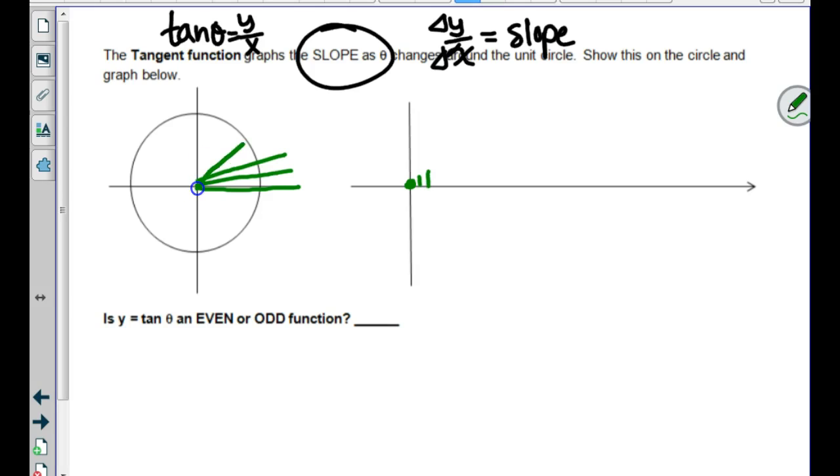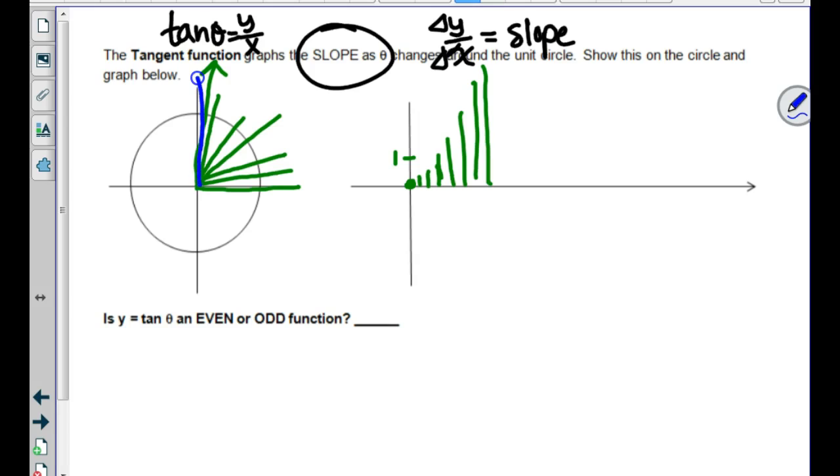Now, what happens when I hit somewhere in here? At 45, I went over the same amount as I went up, right? That's what a 45, 45, 90 is. So it's going to hit 1. But does it stop? No, the slope increases. This one might be over 5 and up 7. This one might be over 2 and up 10, right? This one might be over 1 and up 75. I don't know. It can get infinitely large. The slope doesn't stop increasing. So the slope gets longer and longer until we get here.